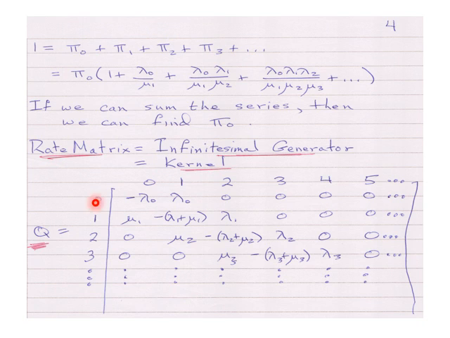So if we're going from state 0 to state 1, that would happen at rate lambda sub 0. If we're going from state 1 to state 2, that would happen at rate lambda 1. From state 2 to state 3, that would happen at rate lambda 2. So we see along this super diagonal we have lambda 0, lambda 1, lambda 2, lambda 3, etc.